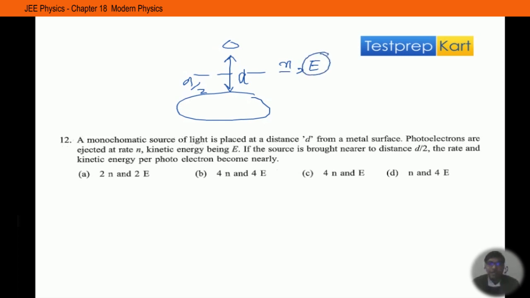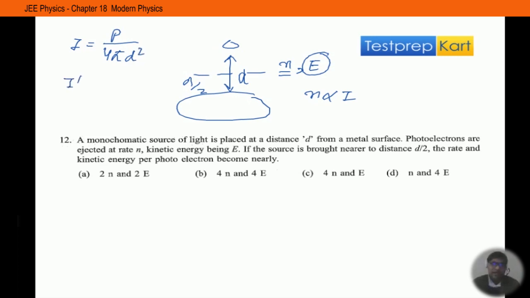Second is n, the rate of emission. Rate of emission is always proportional to the intensity of light. Intensity can be defined as power per unit area. So we take a circular surface, omnidirectional, so it is 4 pi d square in the first case.